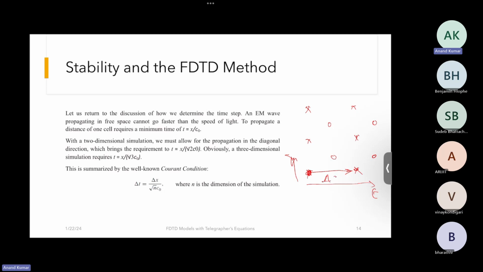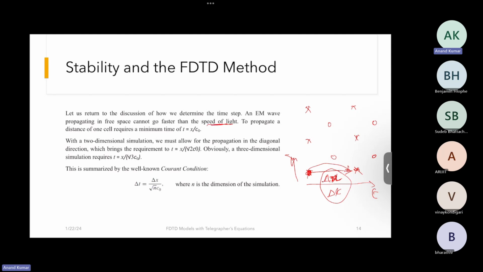Okay, just write delta x over here as the distance, and the time in which we move from one node to the other is delta t, which is our time step. Now we have to make sure that we are not simulating our code so that we reach the node faster than the speed of light.